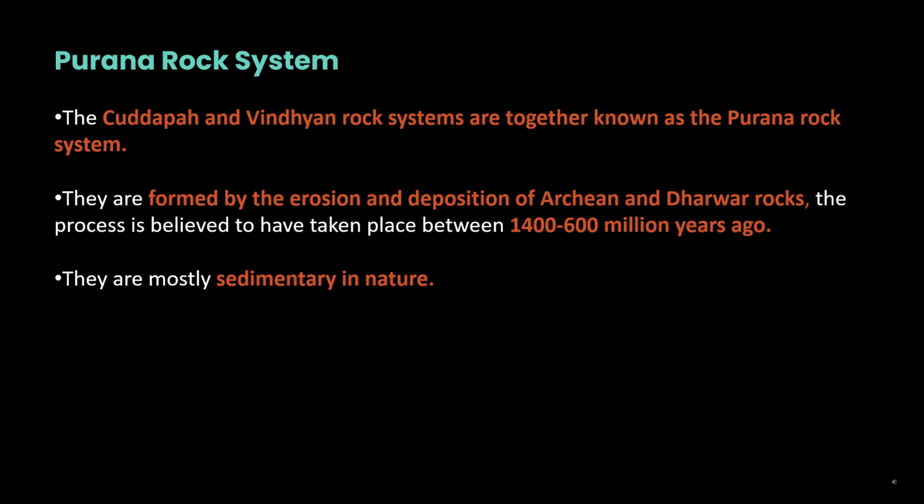Purana rock system. The Kudappa and Vindhyan rock systems are together known as the Purana rock system. They are formed by the erosion and deposition of Archean and Darwar rocks. The process is believed to have taken place between 1400 to 600 million years ago. They are mostly sedimentary in nature.